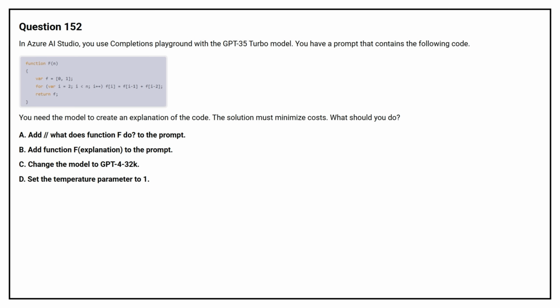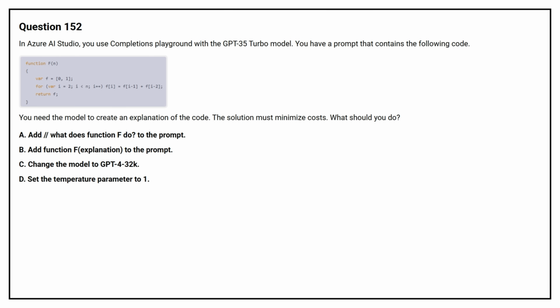Question number 152. In Azure AI Studio, you use the Completions Playground with the GPT-35 Turbo model. You have a prompt that contains the following code. You need the model to create an explanation of the code. The solution must minimize cost.